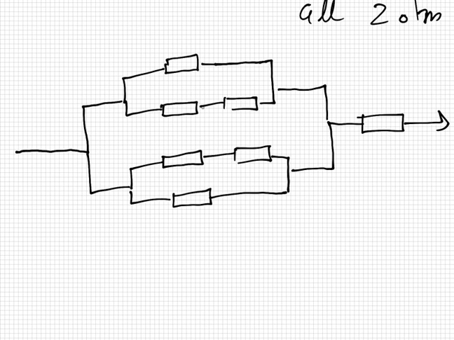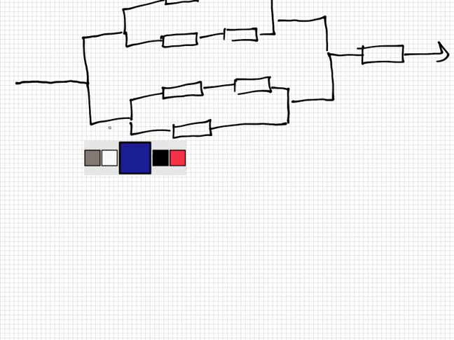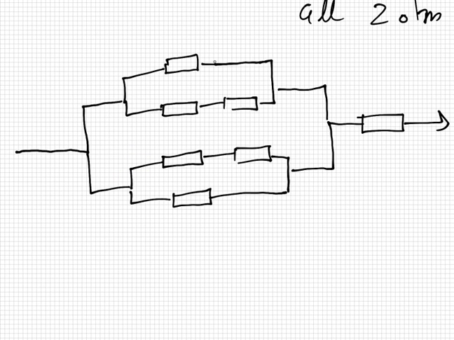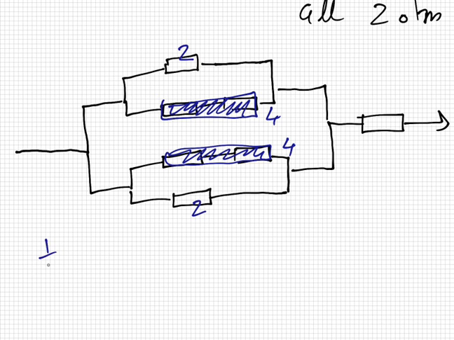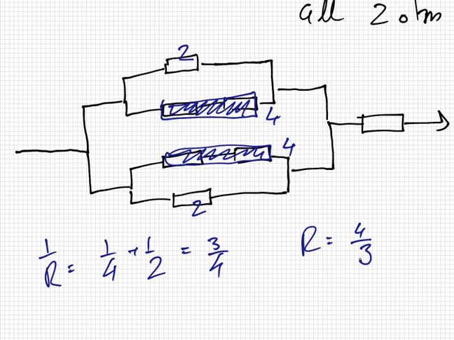So let me add these two together. If you want, we can draw it as well. These two go together, and how much is that? 4. And then these two go together, and that's 4. Now this is a 2 and this is a 2. So 1 over R equals 1 over 4 plus 1 over 2. So that's 3 over 4, isn't it? So then R equals 4 over 3.